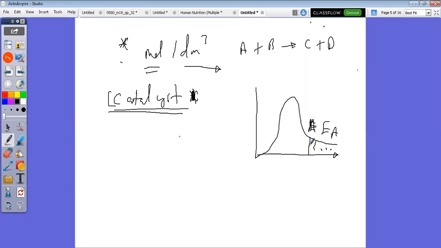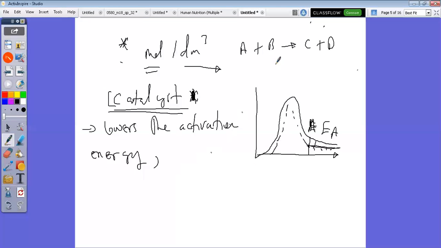So a catalyst lowers this activation energy. How do you get that? A catalyst lowers or provides a lower activation energy. So if it lowers the activation energy, what does that mean? It means that even at the same concentrations, I now have more what? Yes, it increases the chance, because I now have more particles with sufficient energy to react.